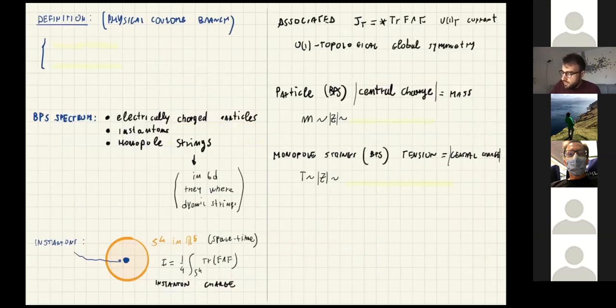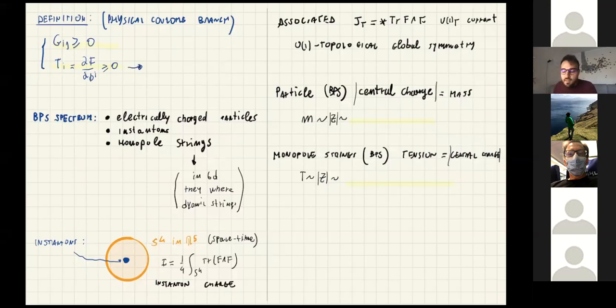Okay, but what is the definition of the physical Coulomb branch? So the definition of the physical Coulomb branch is the following. So first of all, we want the metric to stay positive. So this is the metric, the gauge kinetic term in the Coulomb branch. And secondly, we want this quantity also to stay positive.